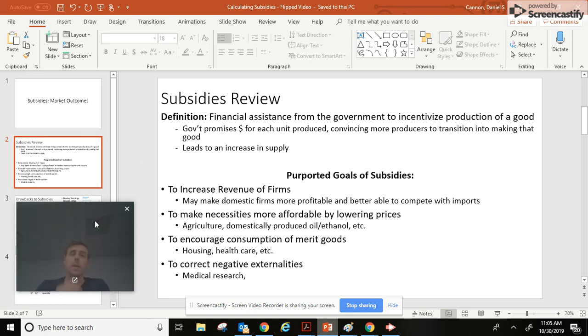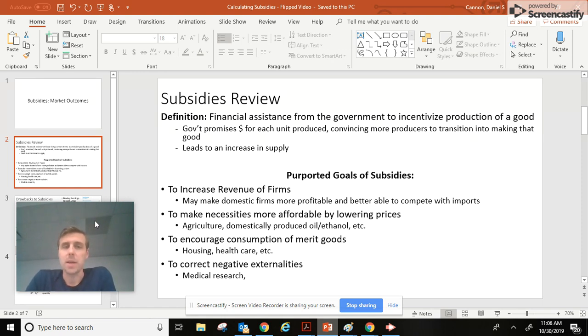Brief reminder that subsidies are effectively the opposite of tax. So if a tax is the government saying for every unit that is sold of an item, you have to pay the government, a subsidy would be the alternative. So the government is looking to pay the producer a specific amount of money or incentive for every item sold.